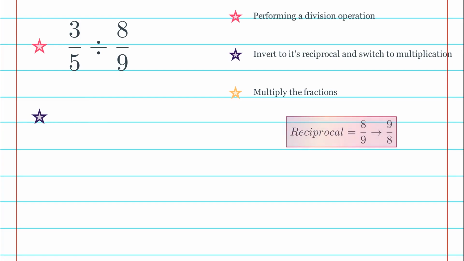Let's see if this is true. By multiplying 8/9 and 9/8, 8 and 8 will cancel each other out. Similarly, 9 and 9 will cancel each other out, and then we are left with 1.